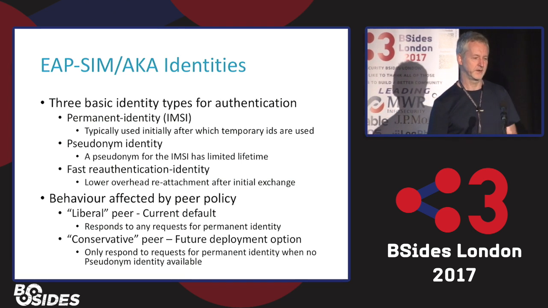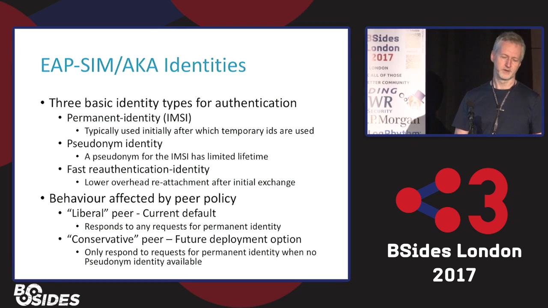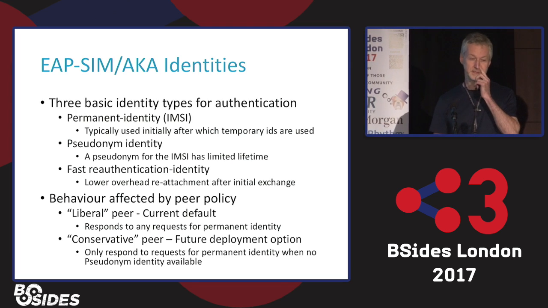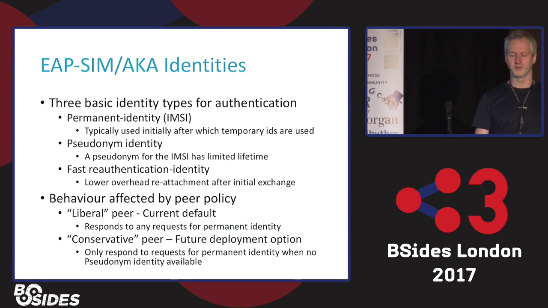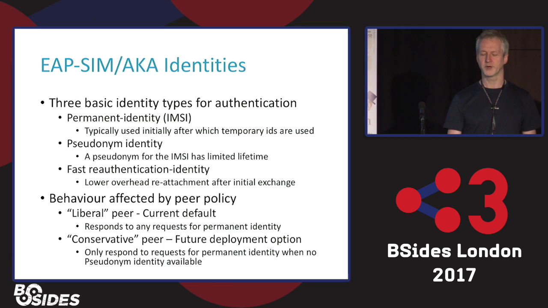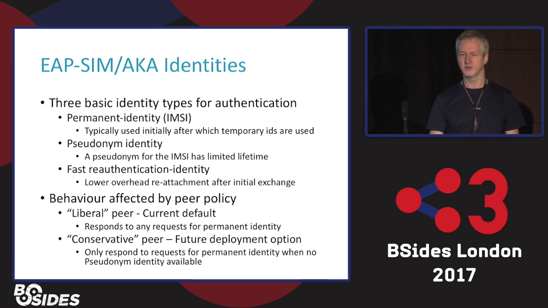And there's no protection against that up until fairly recently. There's conservative peer, which is the second peer policy, which is a future deployment option, but it is under deployment, although I've yet to actually see it in action, but I haven't been looking everywhere. And it only responds to requests for a permanent identity when no pseudonym is available.